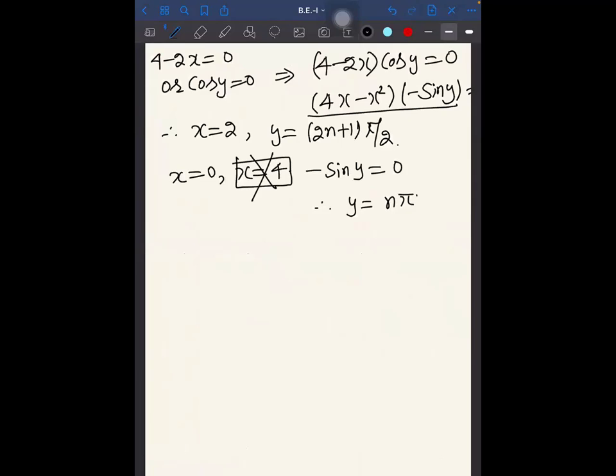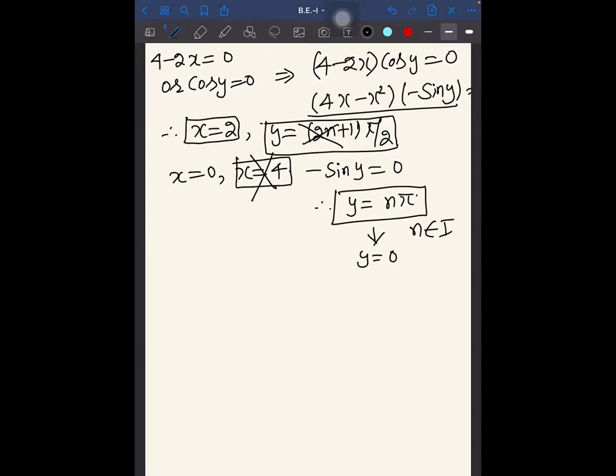Now 2 is within the region, and y equal to an odd multiple of pi by 2 is again outside the region, because we are restricting ourselves from minus pi by 4 to pi by 4, so there will be no multiple of pi by 2 in our region, so we'll again reject that point. But from here we can have a point where y is equal to 0, because if we choose n to be 0 as your integer, y can be 0.